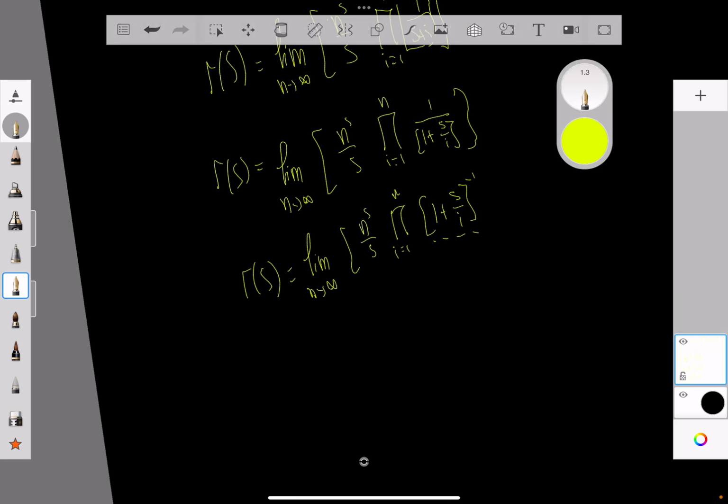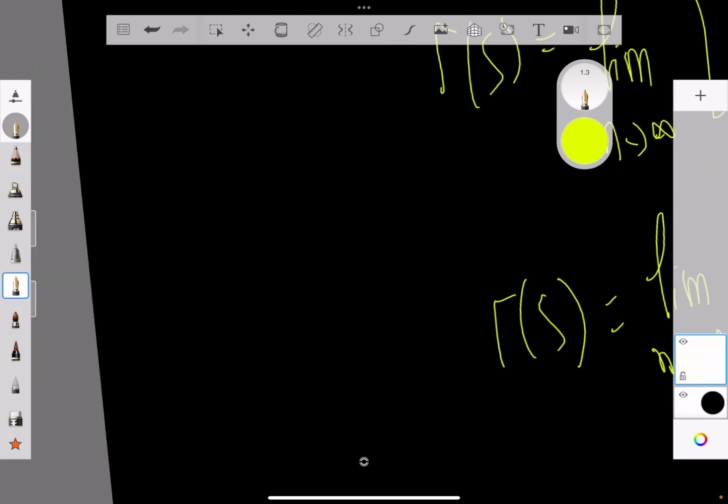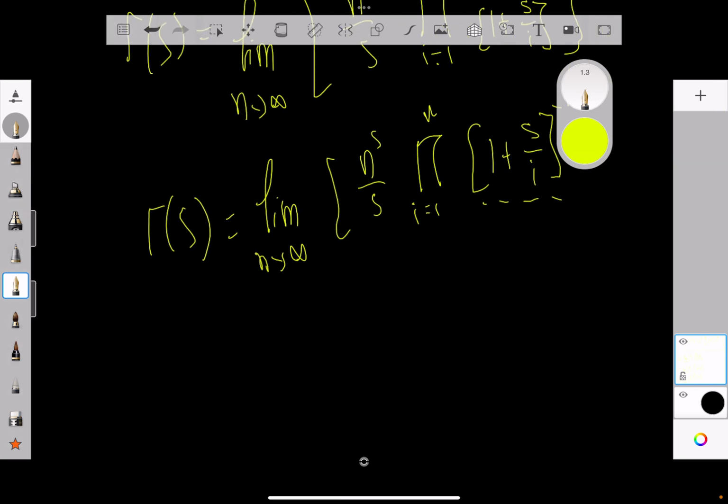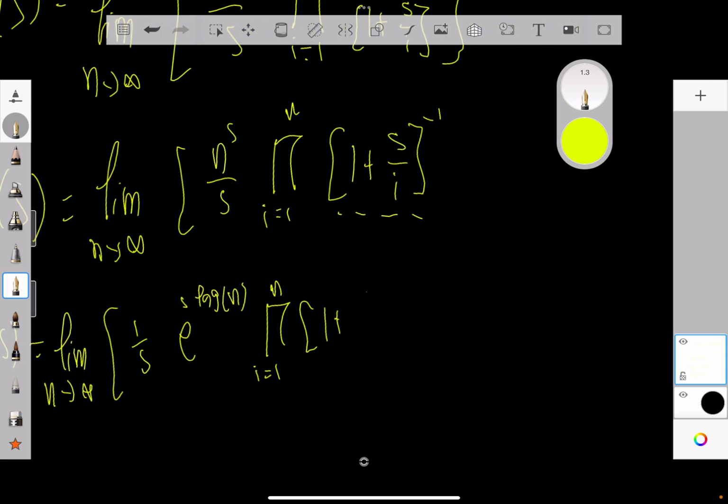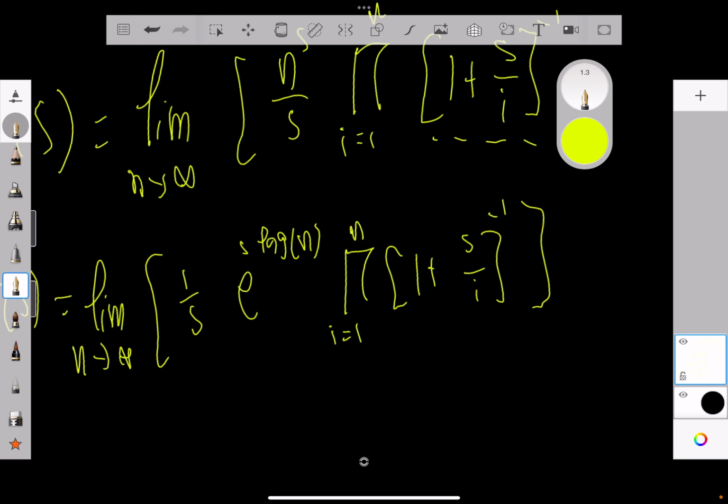Now let's see this n to the power of s. n to the power of s equals e to the power of s log of n. So we can change that to e to the power of s log n, which equals the limit as n approaches infinity of 1 by s, e multiplied by s log n, product for i equals 1 to n of (1 plus s by i) to the minus 1. What can we do now?